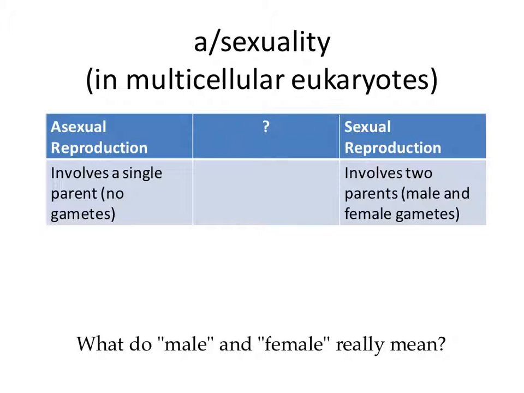Produce sperm and eggs. Okay, so males produce sperm. That's the easy answer. You got away with the easy part. So males produce sperm, females produce eggs.